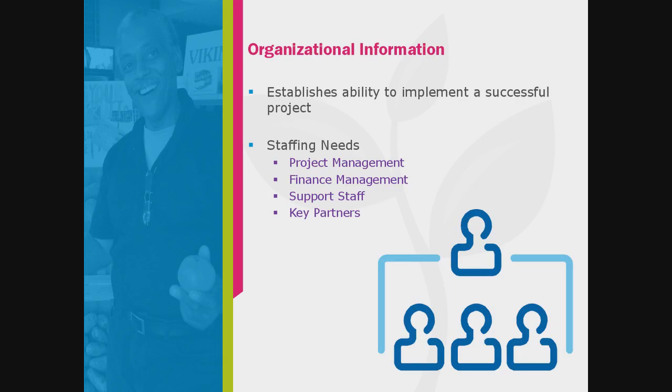So organizational information. This establishes the ability to implement a successful project. So you're going to talk about your organization's history, your community's history with grants within this specific realm, within the specific project. You'll talk about the staffing needs of the project. Do you have someone that can do project management, that could take lead on finance? Are there support staff that are needed? And who are key partners? Not all staff on a grant proposal have to be paid. Some of them can be volunteers that are providing support.